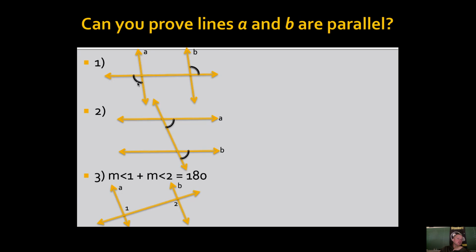What kind of angles are these? They're alternate exterior angles. So we're going to use the converse of the alternate exterior angle theorem. So yes, you can prove that the lines are parallel because the alternate exterior angles are congruent. That's what that theorem says.